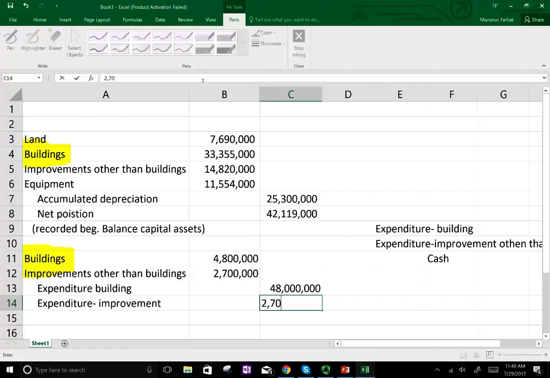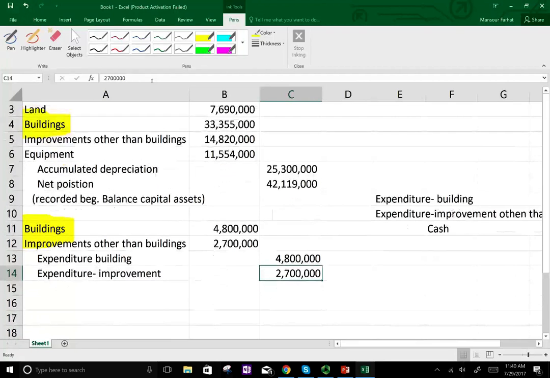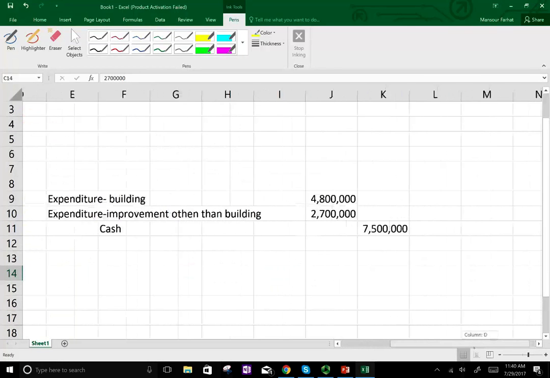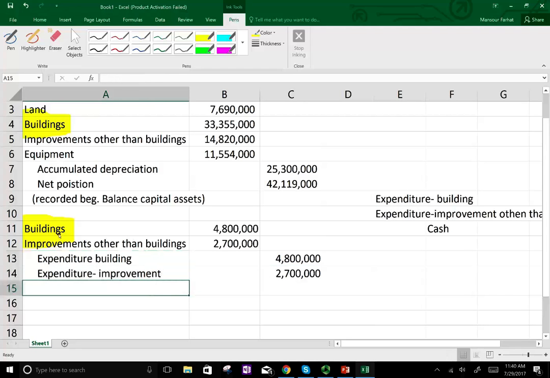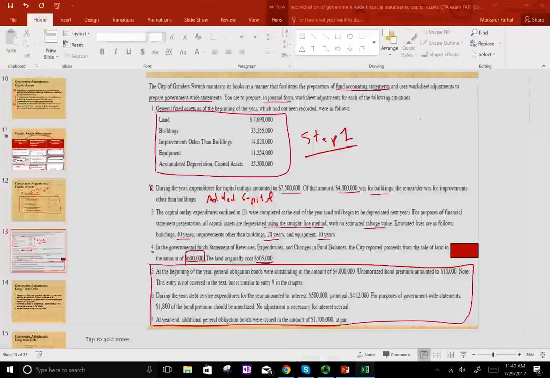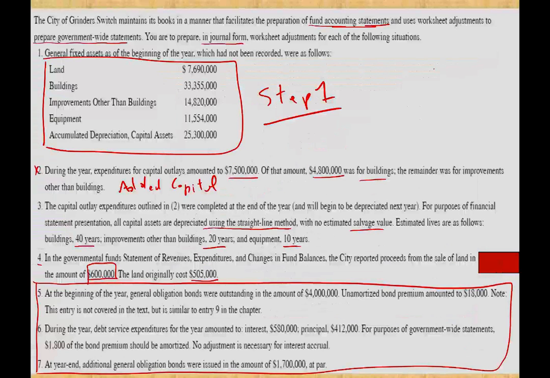$2.7, I meant to say, not 4.8. This is for the building. And what I just did, I performed step two, and step two is to add the new capital asset. Again, this is only a worksheet entry. So notice this is what we did under the governmental, and I had to remove them. Therefore, I need to credit those two accounts, which I did, and debit actual building and actual improvement other than building, two new assets. So step one is done. Step two is done. So this is basically an example of step two.